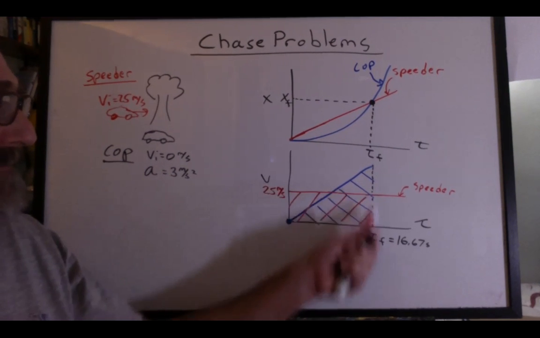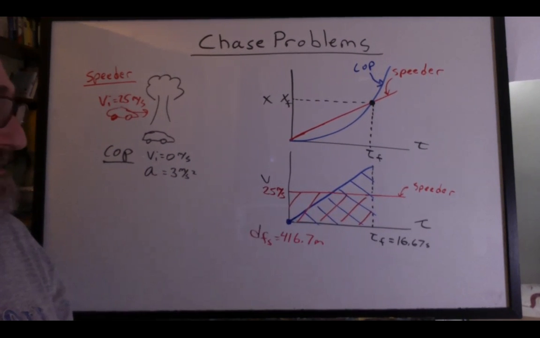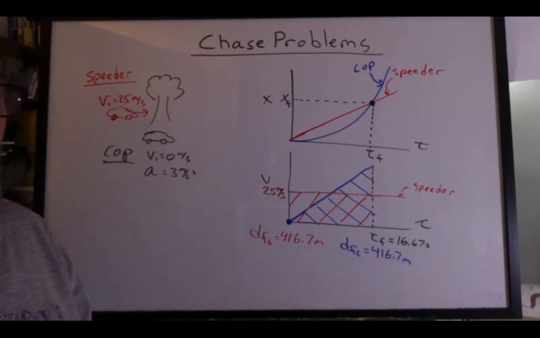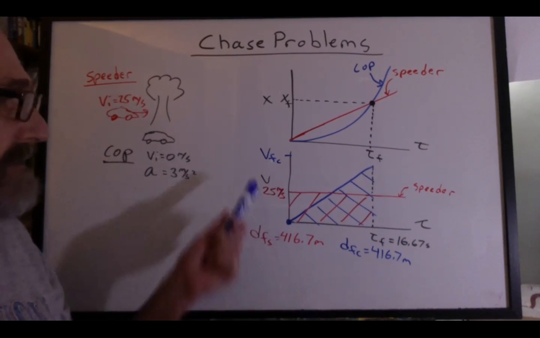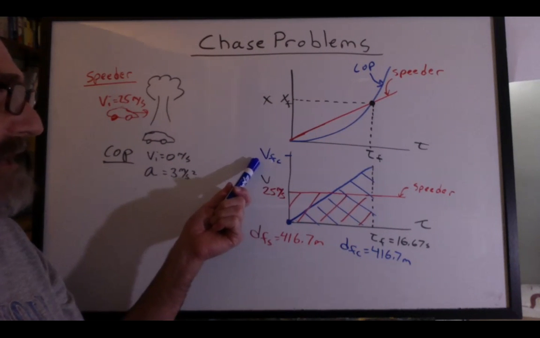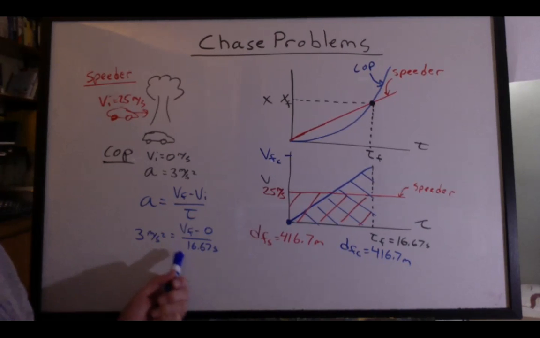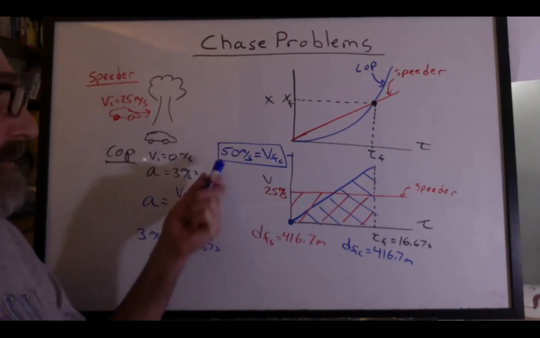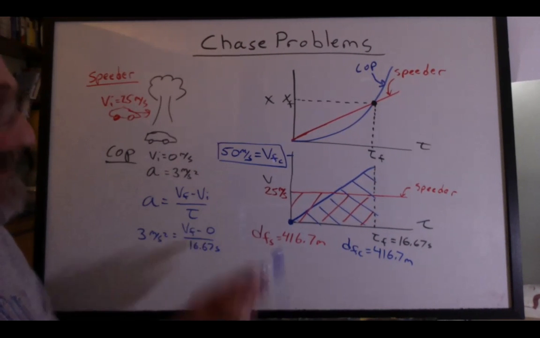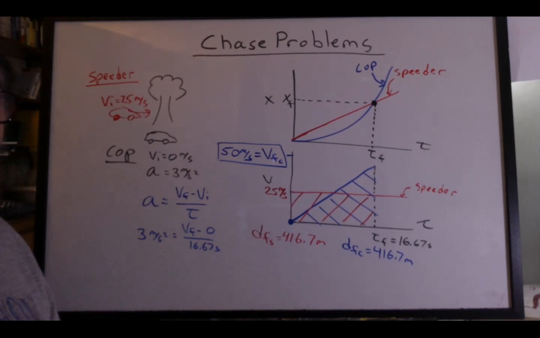So the area of this rectangle is the distance traveled by the speeder at 416.7 meters. It's got to be the same area as the blue triangle. Now, what do you think that final velocity is for the cop? We could use the acceleration formula. Plug in the values. We get 50 meters per second. Just by inspection on the graph, that looks right.